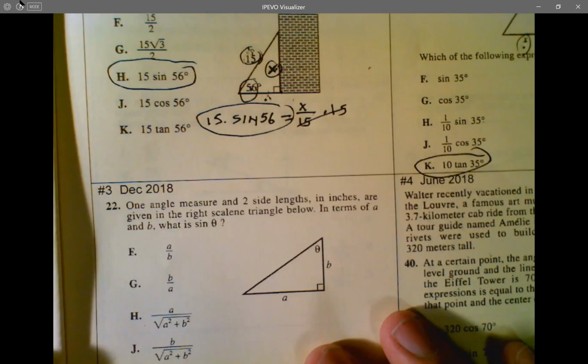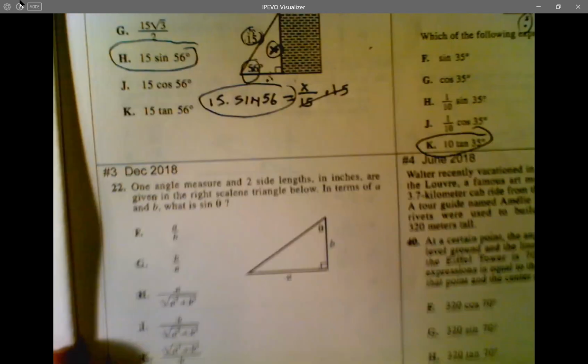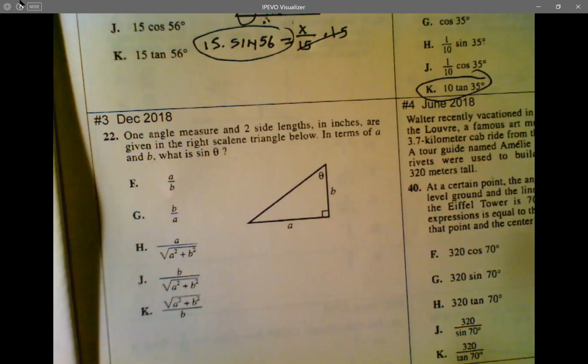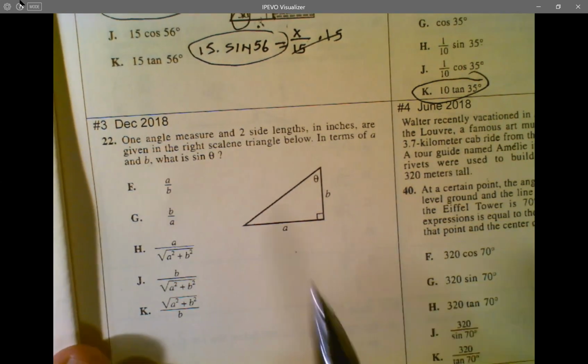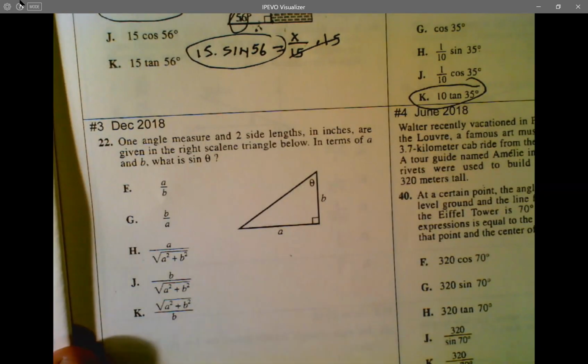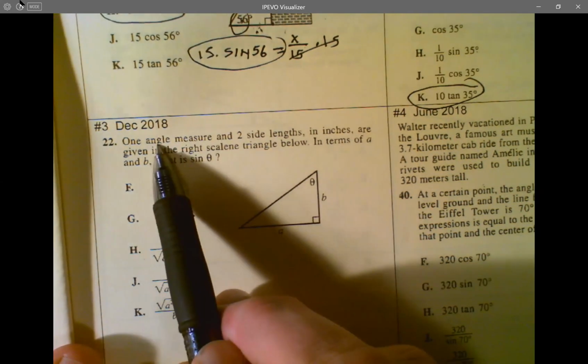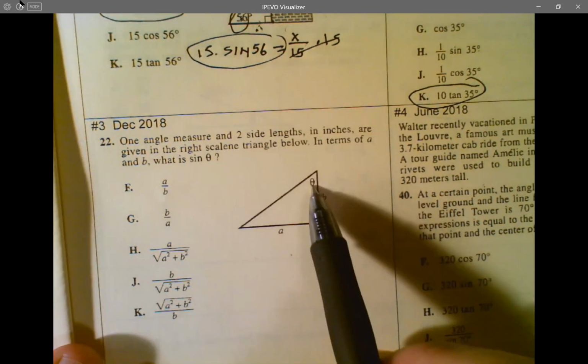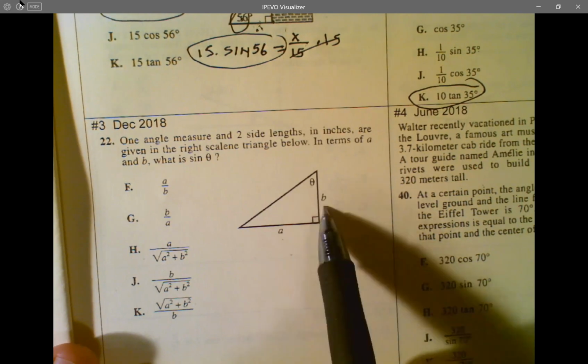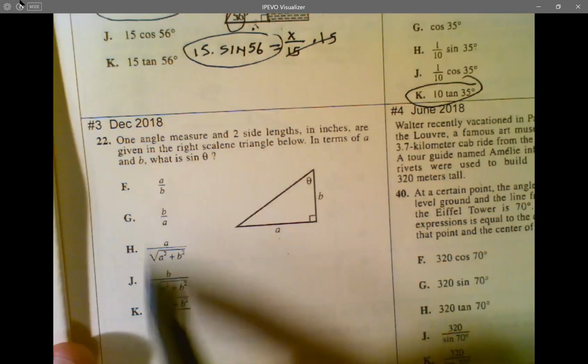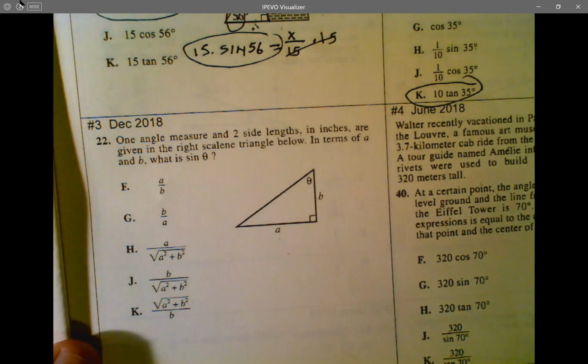Number 22 is a bit of a stinker. Usually the beginning part of the test, like the first 30, they're not too bad. This one's a stinker. Sometimes you encounter these. So we're told one angle and two sides, right? They're giving us an angle and two sides. If I look at the answers, there's nothing but A's and B's. This looks complicated. It's not too bad.